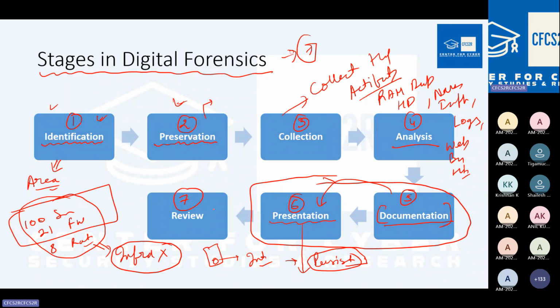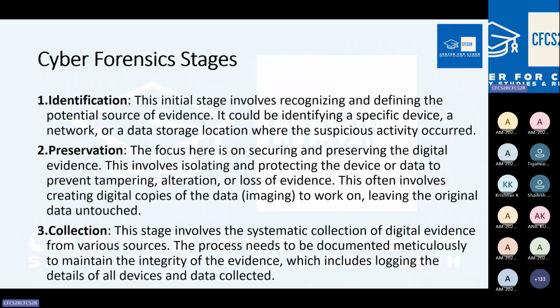And the last but not the least is review. So always review what you have done. See, these are the stages. I think I have already discussed all of them. What is identification? What is preservation? What is collection? Collection is very important. This stage involves the systematic collection of digital evidence from various sources. The process needs to be documented meticulously to maintain the integrity of evidence.